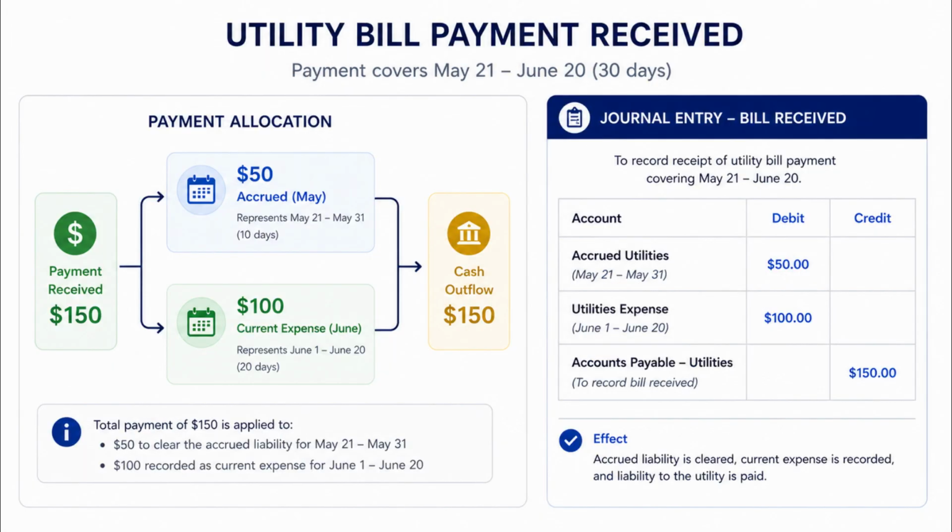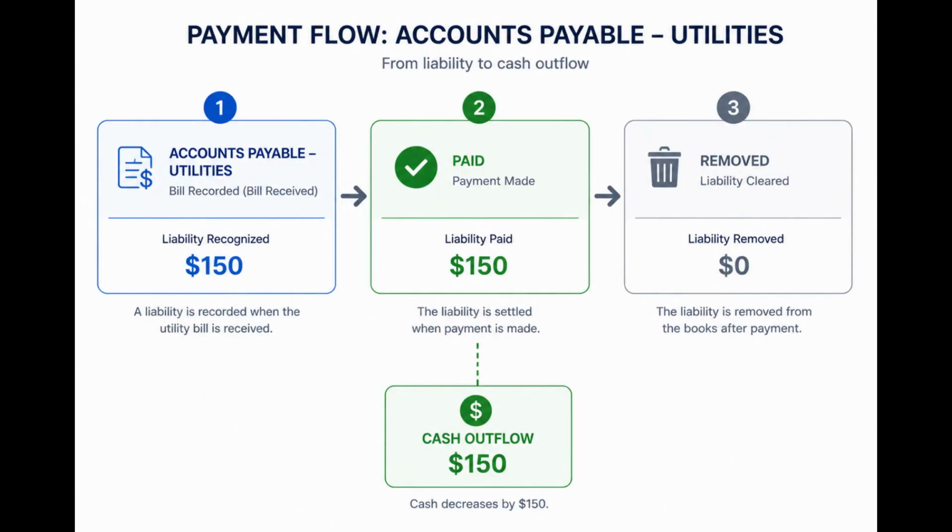For scenario two, we have a two-step clearing or more structured system. In a more structured system, you separate the bill recognition from the payment. So step one is when the bill is received, you move the accrual into accounts payable. So you debit your accrued utilities, that clears out the $50 first. You debit your utilities expense, which is $100, and you credit the accounts payable utilities for the full $150. Now the accrual is cleared and the full obligation is formally recognized.